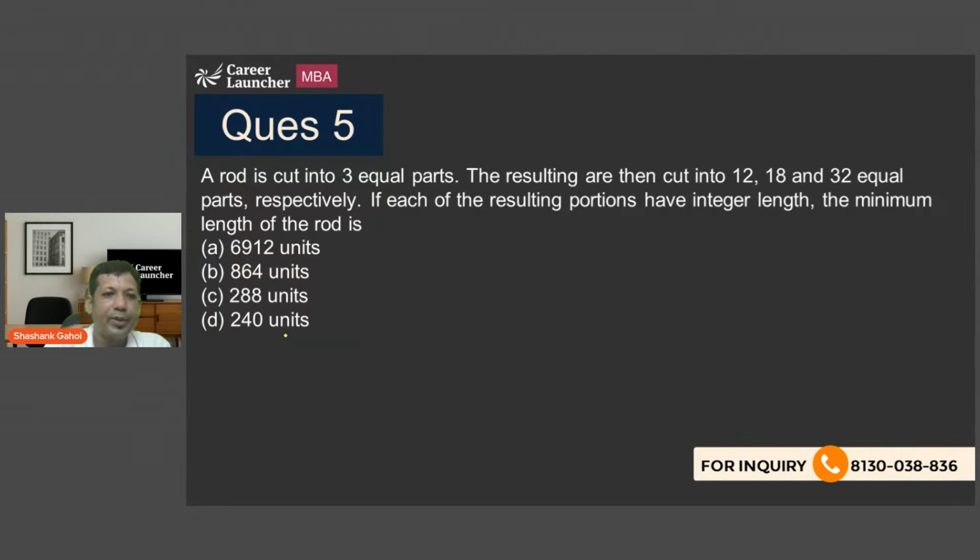So basically, the length of the rod was 3x. So this part was x, this part was x, this part was x. Now the first part is cut into 12 parts, so x by 12 is an integer. It means x has to be a multiple of 12. Then this part is cut into 18 parts, so x should be a multiple of 18 as well. Then this part is cut into 32 parts. It means x should be a multiple of 32 as well, right? I can directly eliminate this option because it is not a multiple of 32, right?